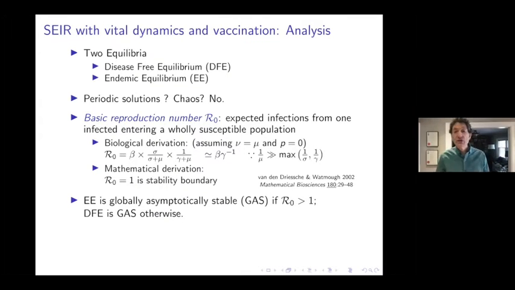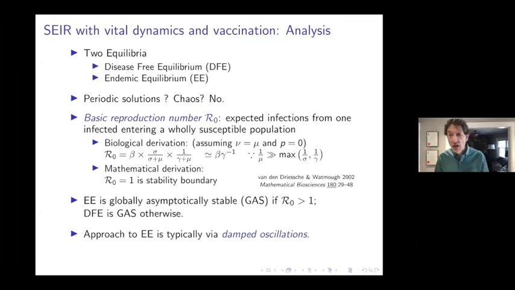Okay, the outcome of the analysis is that the endemic equilibrium is globally asymptotically stable. Regardless of initial conditions, you will end up at that equilibrium, provided R0 is bigger than 1. So provided that on average you infect more than one person, you will end up there. Otherwise, if on average you infect less than one person, so the number of cases must be going down, you will converge onto the disease-free equilibrium.